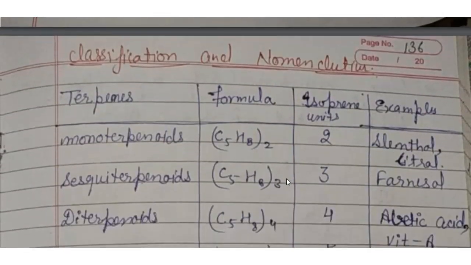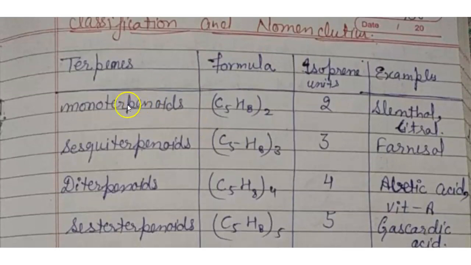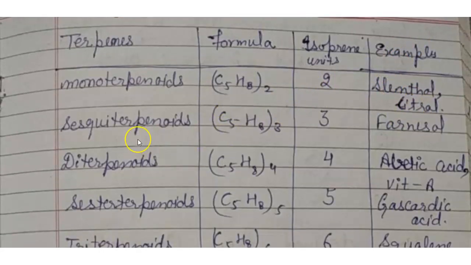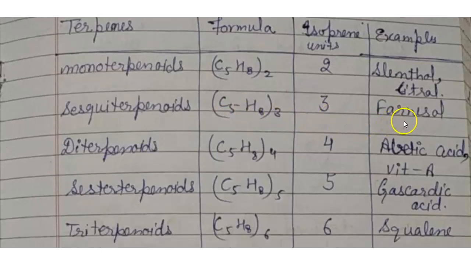Next is classification and nomenclature. Monoterpenoids have the formula C5H8 twice, with 2 isoprene units. Examples are citral and geraniol. Next, sesquiterpenoids have the formula C5H8 thrice, with 3 isoprene units, and its example is farnesol.